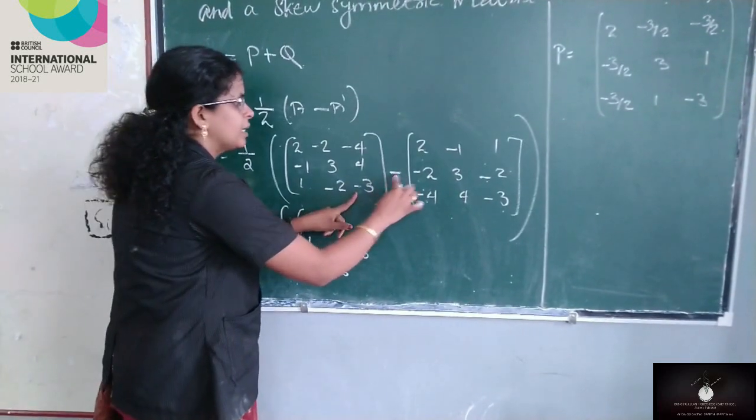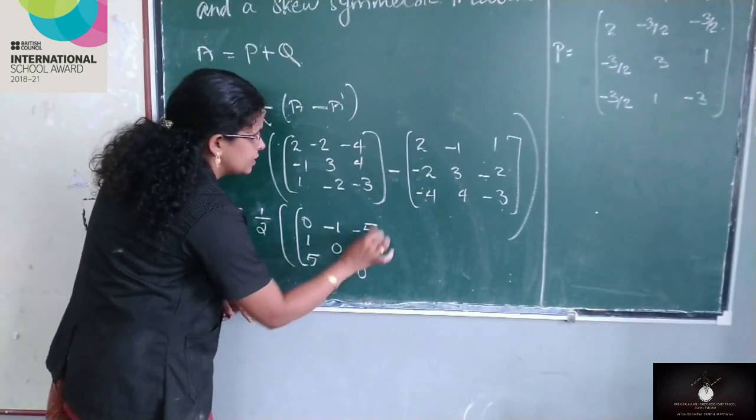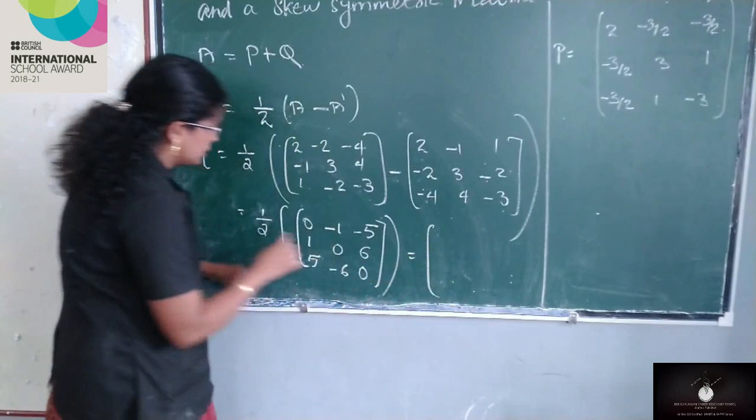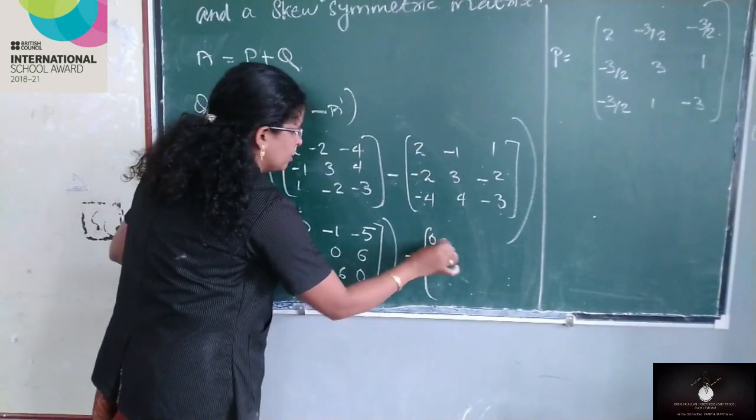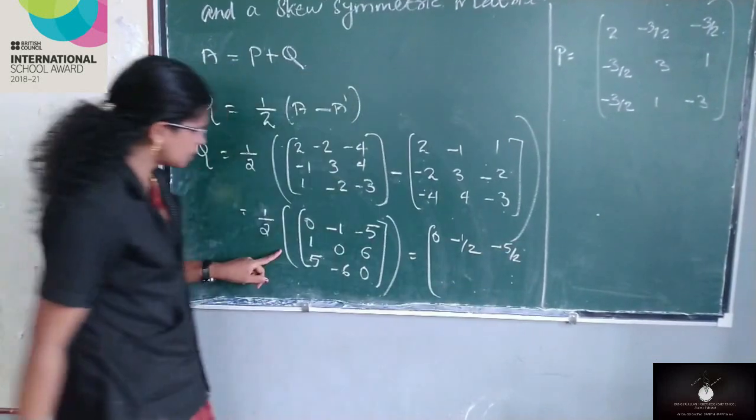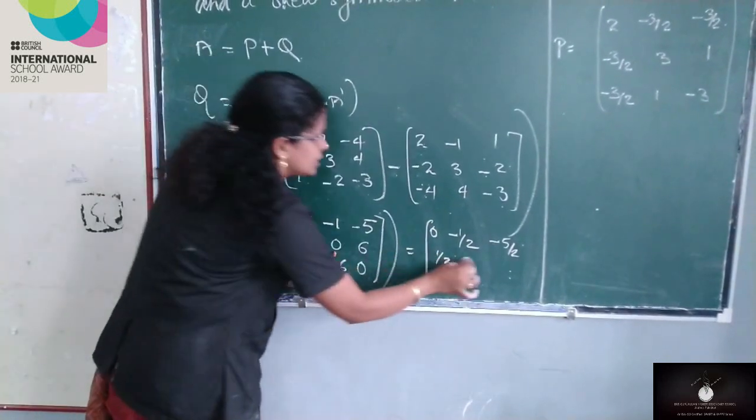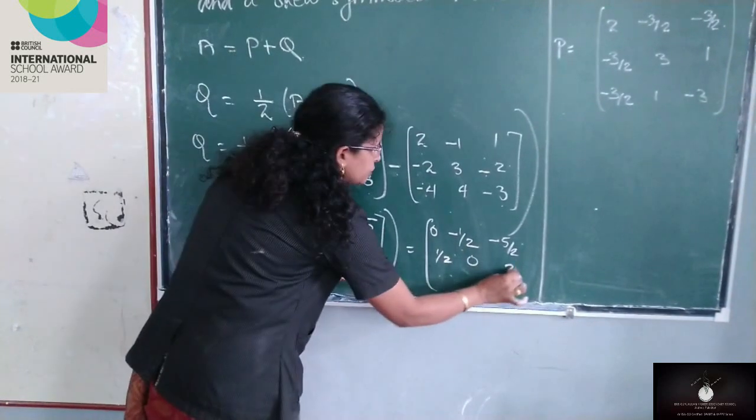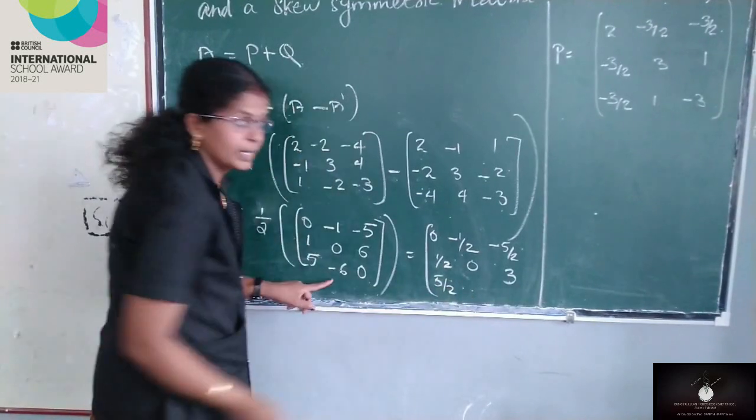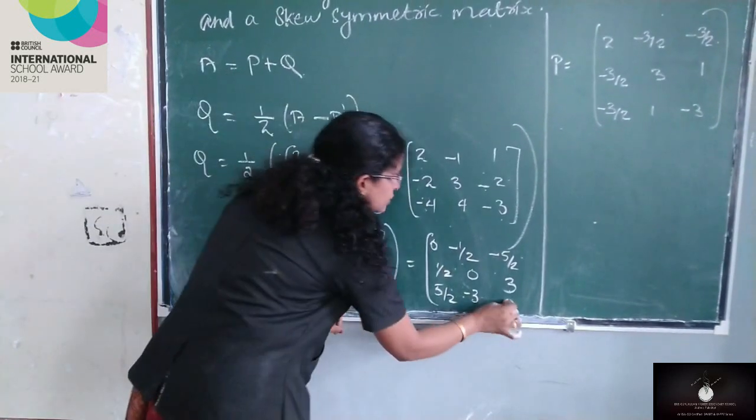Minus 3 minus minus 3, so minus 3 plus 3. Minus 3 plus 3 is 0. Okay, so which is equal to matrix 0 by 2, 0, minus 1 by 2, minus 5 by 2. Okay, here second row 1 by 2, 0 by 2, 0, 6 by 2, 3. Here the third row is 1, 5 by 2. Okay, then minus 6, 3. Then 0 by 2, 0.